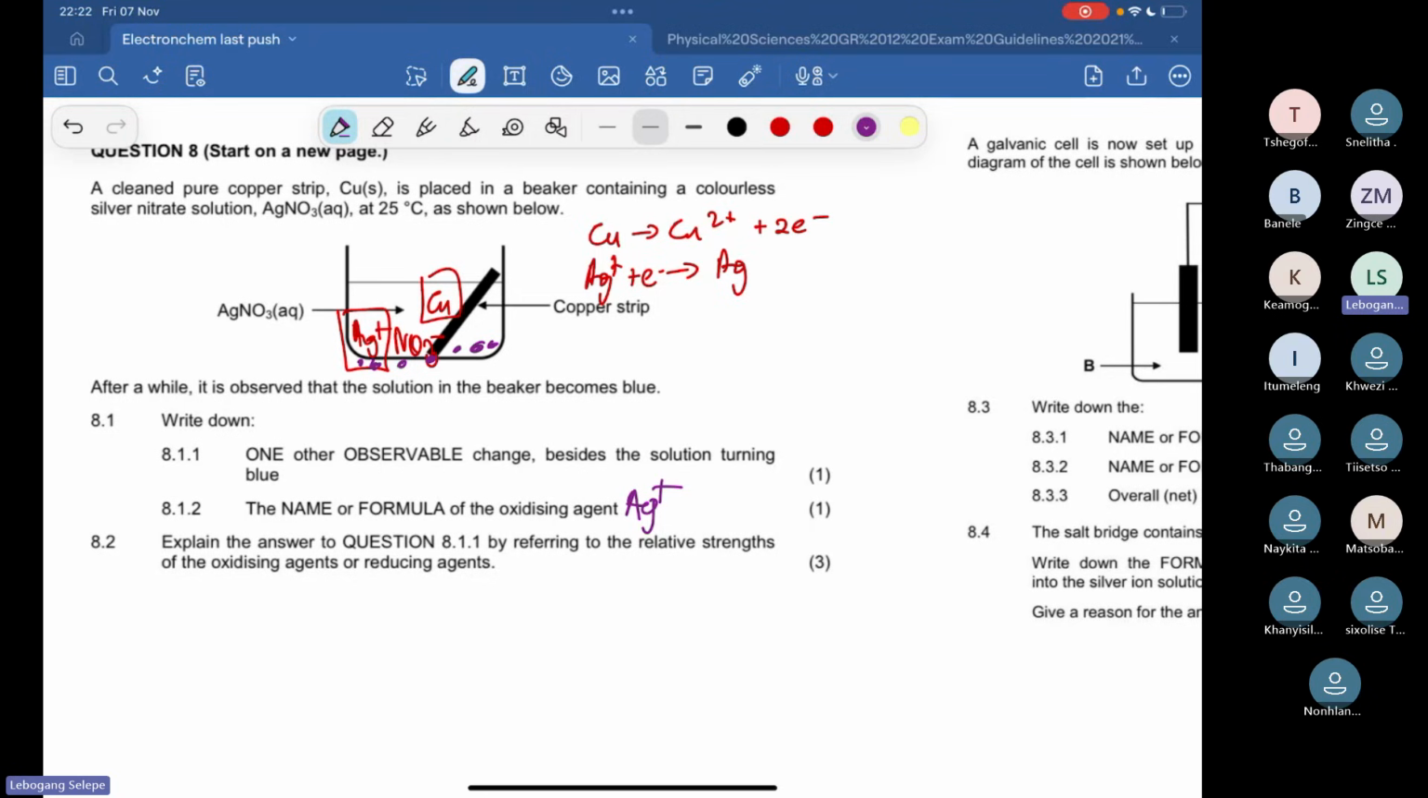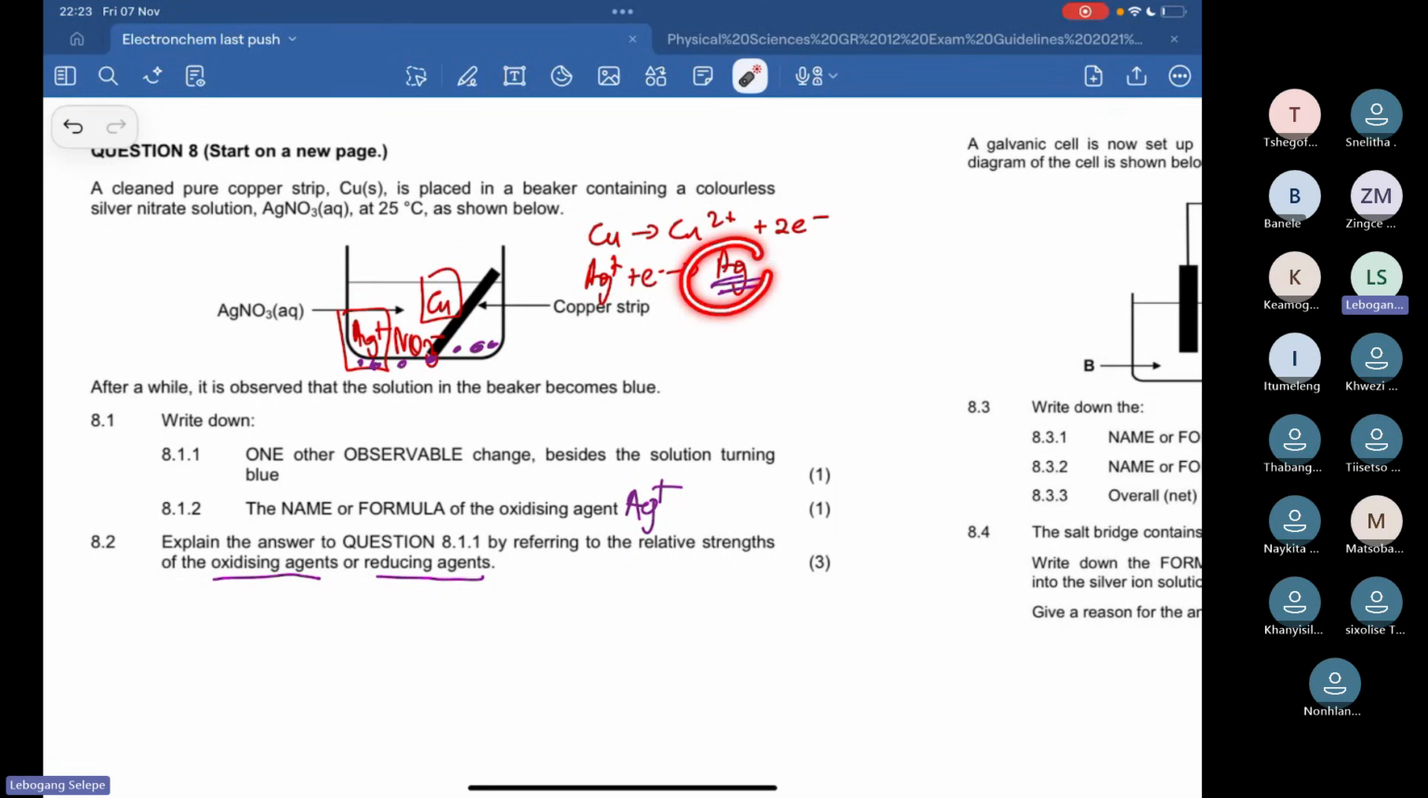Explain the answer to 8.1.1 by referring to the relative strength of the oxidizing agent. Explain why we see the deposition of Ag. How does this Ag come about? We're going to compare. They said we should use the relative strength of what? Oxidizing or reducing agent. So here they are not limiting it. Basically you need to explain why there is a production of Ag. Either you can use oxidizing agents or reducing agents. It's up to you.